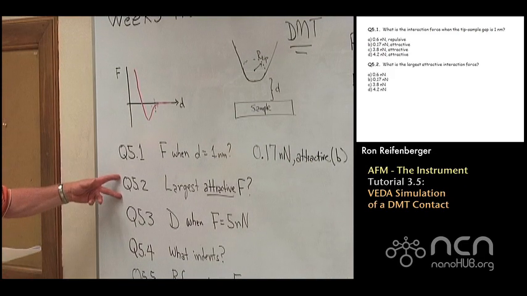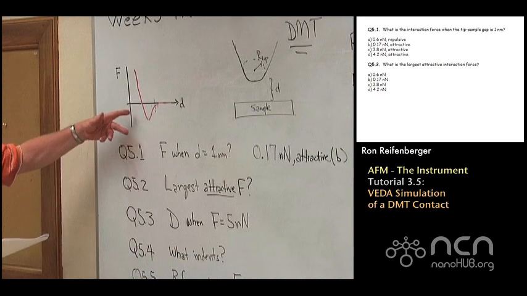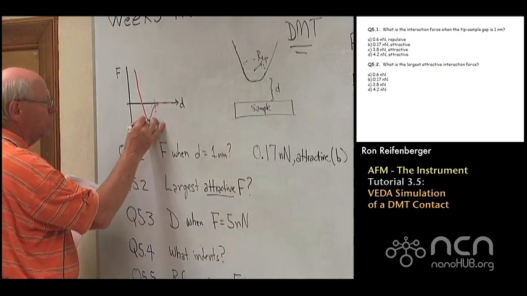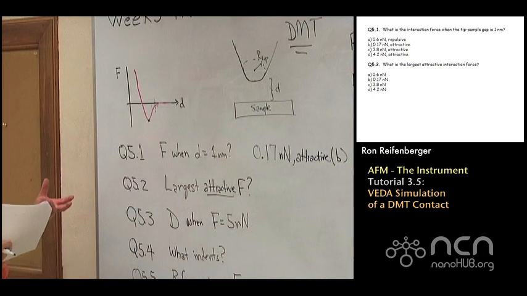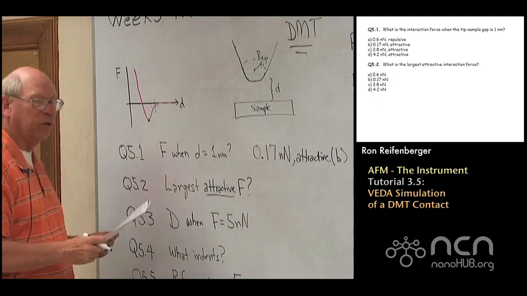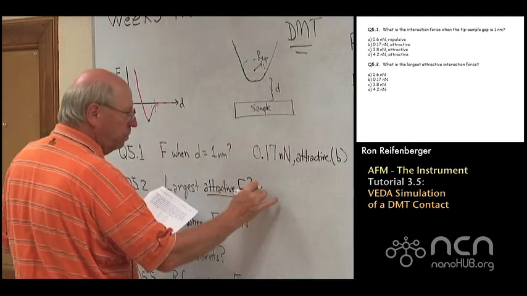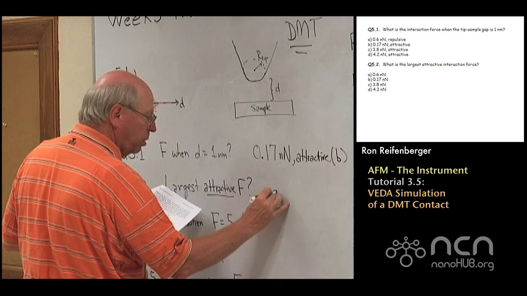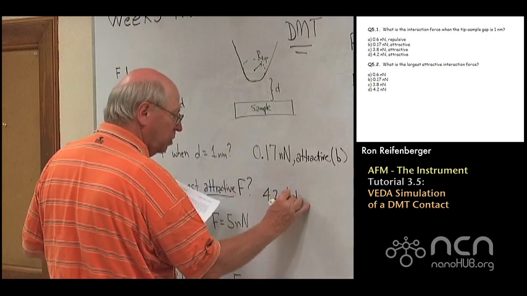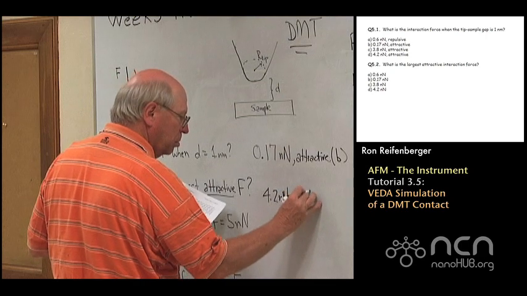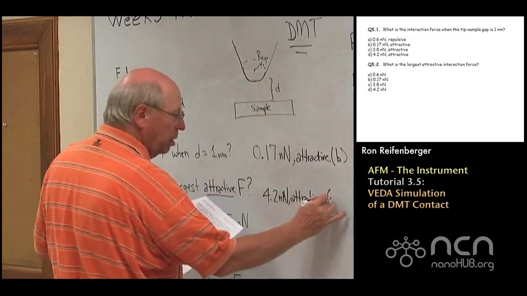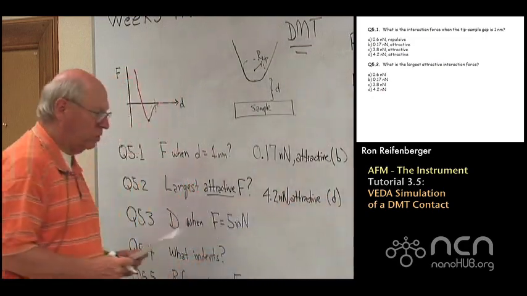The second question is, what is the largest attractive force that the tip experiences? Well, the largest attractive force would be the force located right here at the minimum of the VEDA simulation. Again, you can position the cursor there and read off the force, and the force is about 4.2 nanonewtons. Again, it's attractive because it's less than 0. Of the choices given, D is the correct choice.